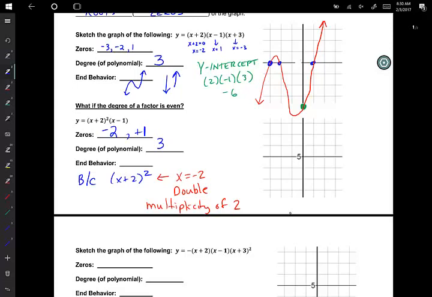I have a positive x squared. I have a positive x. That means it's positive, so that means we end positive. So my ending is positive.